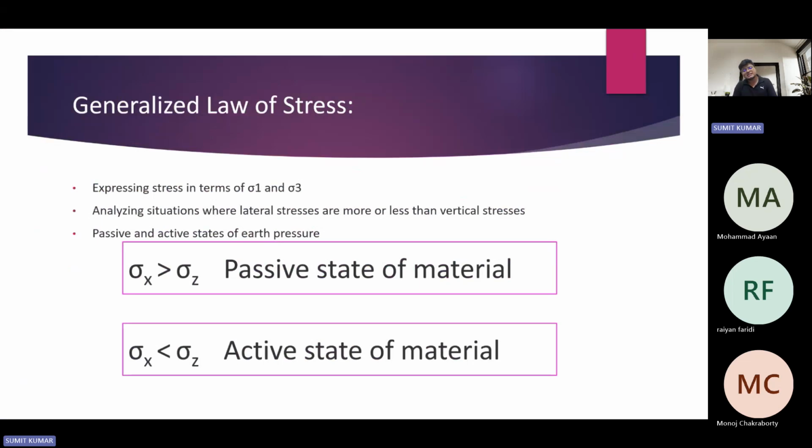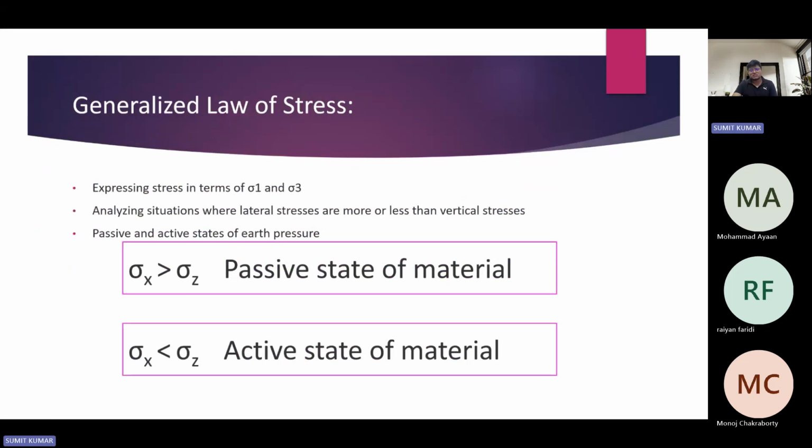So analyzing the situations where the lateral stresses are more or less than the vertical stresses, the passive and active earth pressure get developed. Over here it is mentioned that if sigma x is greater than sigma z, then it is the passive state of material, while if sigma x is less than sigma z, then the active state of material could be there.